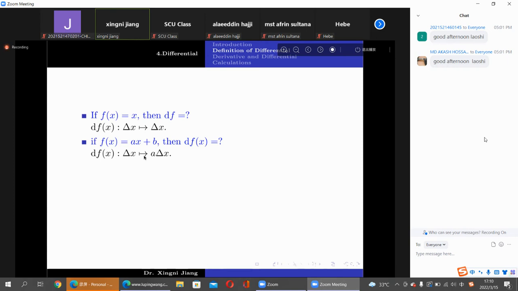So if you look at these two examples, this is 1 multiplied with delta x, and this is a multiplied with delta x. And if you remember, the derivative of this function is 1. The derivative of this function is a, right? So now you can guess what's the relationship between the differential and the derivatives.